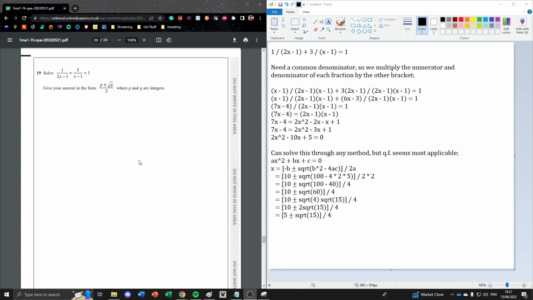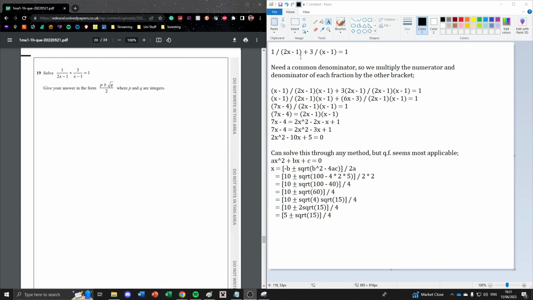So question 19 is part quadratic equation question and part complex fraction question. So we've got this fraction and this equation here: 1 divided by 2x minus 1 plus 3 divided by x plus 1 is equal to 1. And we're obviously trying to solve for x, and we're giving our answer in the form p plus or minus the square root of q divided by 2, where p and q are integers, so that's whole numbers.